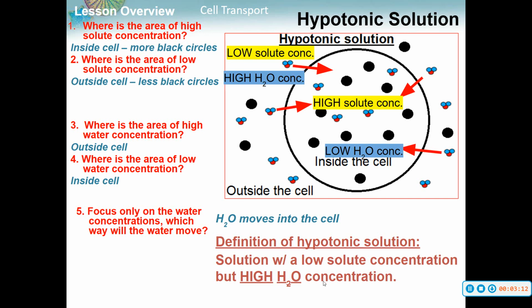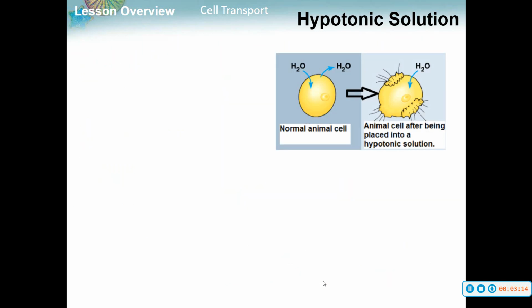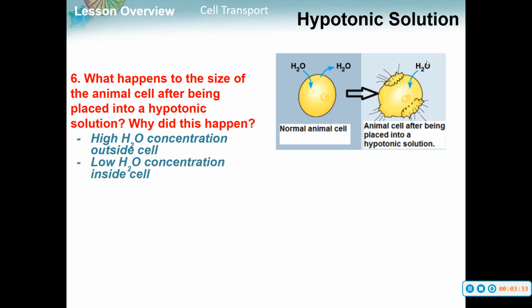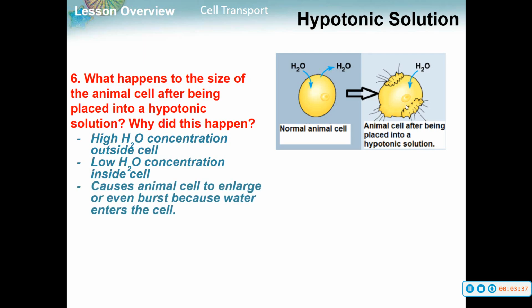Now, taking a look at your notes, like I said, you can either draw what's happening when an animal cell is placed into a hypotonic solution, or you can write it out. Here, a normal cell will have water going in and out at the same time. But if it was placed in a hypotonic solution, there's a lot of water outside compared to inside, so all that water wants to go in, and the cell is going to get bigger, or maybe it's going to burst. And these are for animal cells.